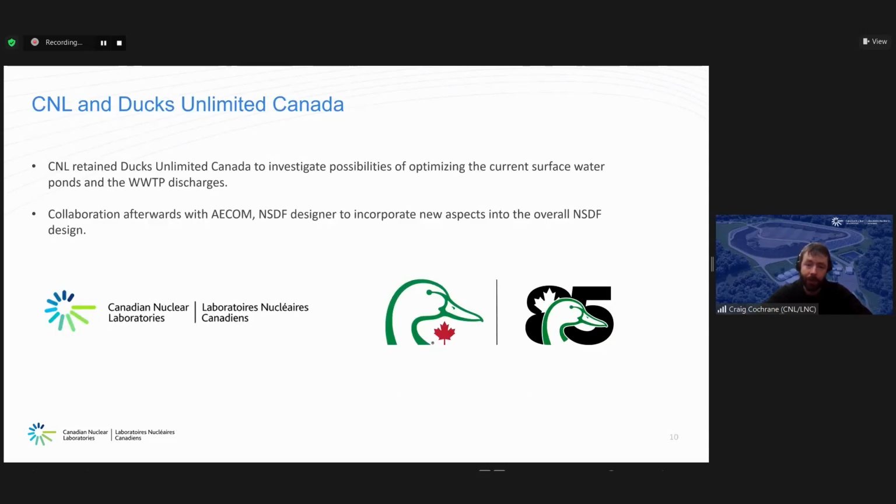And I guess on this slide here, that's exactly what we pursued. One of the stakeholders suggested we look at different types of things, constructed or artificial wetlands, naturalizing systems, and they even mentioned using companies such as Ducks Unlimited. So CNL reached out and retained Ducks Unlimited to investigate the possibilities of taking what was in our current design, and is there any way that we could add some artificial wetland components into it, naturalize these systems? Is there any way we can make these better?